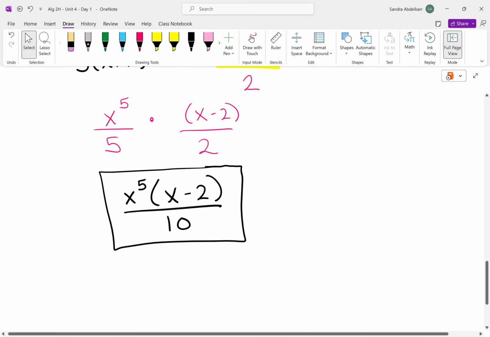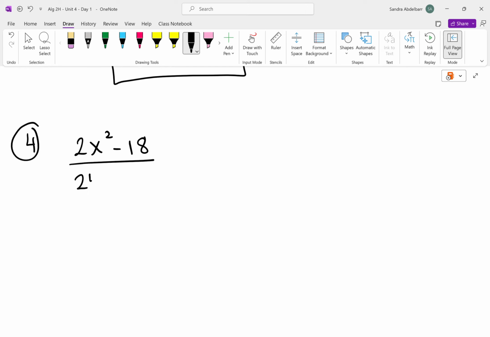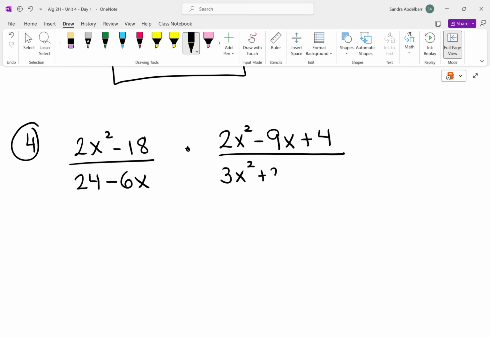Okay, let's try this one. (2x squared minus 18) over (24 minus 6x) times (2x squared minus 9x plus 4) over (3x squared plus 24x plus 45). All right, let's start factoring.